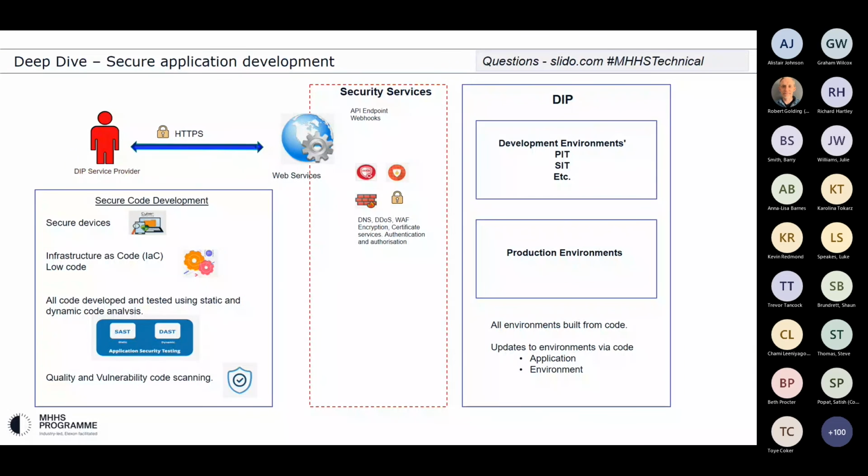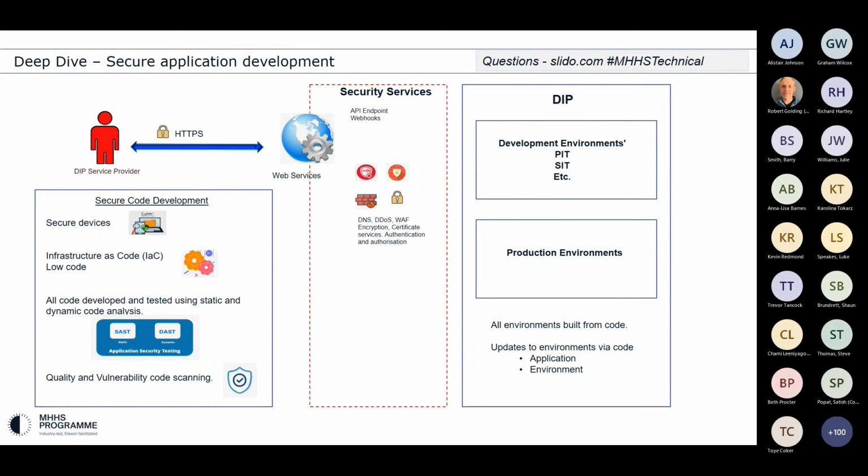And I thought I would touch on quickly the secure application development. Security is embedded in all aspects of a DIP from day one, when the tenant is originally set up, right through to the fully functioning production environment.